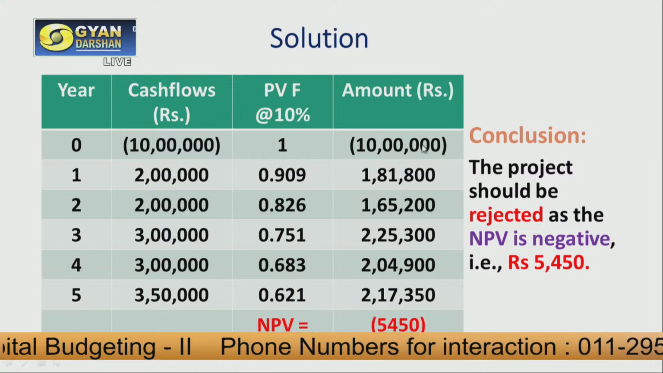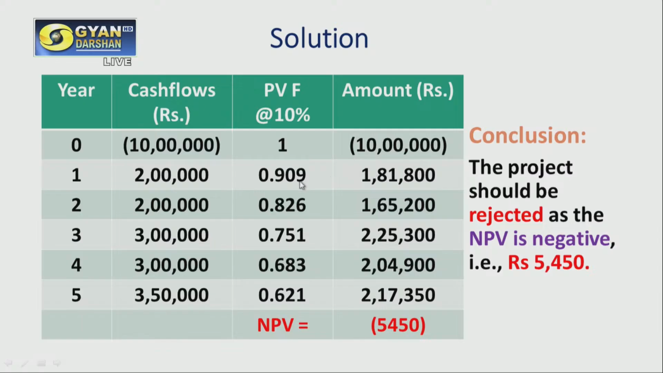So in the first case, it is minus 10 lakh only. In the second case, when we multiply 2 lakh with 0.909, we get the value 1,81,800. In the next case, when we multiply 2 lakh with 0.826, we get the value 1,65,200. Similarly, we will get these values.